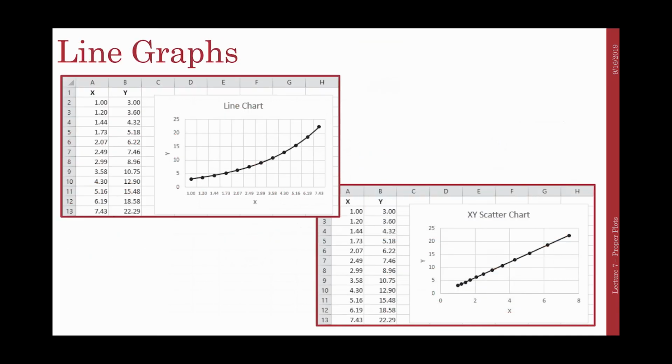Line graphs versus an XY scatter graph. What we want to look at here is here we have the same data, and here's how it displays on a line chart versus an XY scatter plot. It actually is a linear representation between the data.